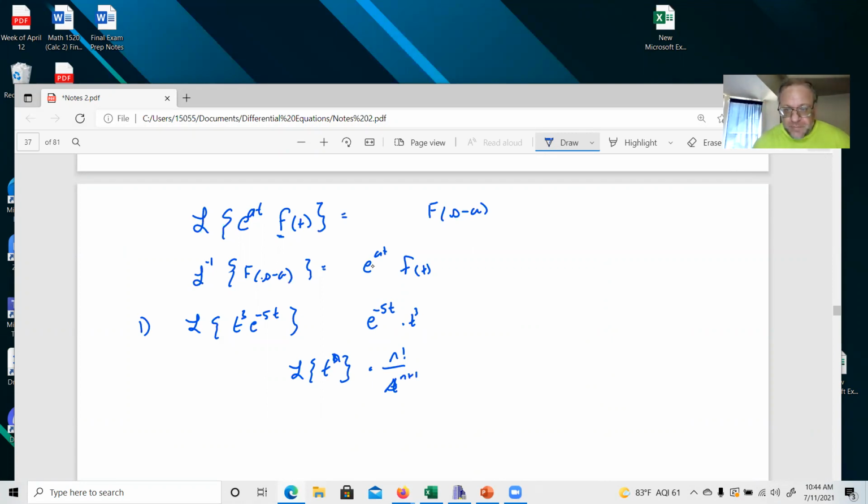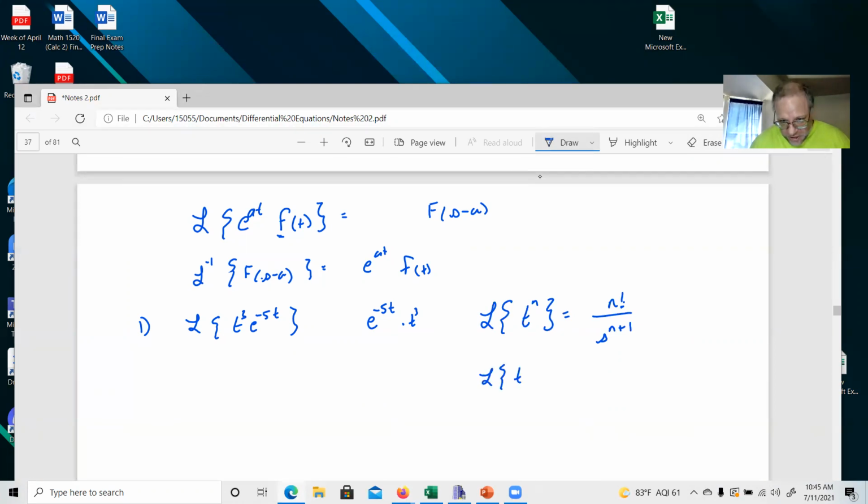Okay, so yeah, let's clean that up. Okay, and I just got that off of the table. Okay, so it's not like you're never using the table for this, but if you wanted to memorize a small subset, polynomial will be good. So the Laplace transform of t to the n is equal to n factorial over s to the n plus 1.